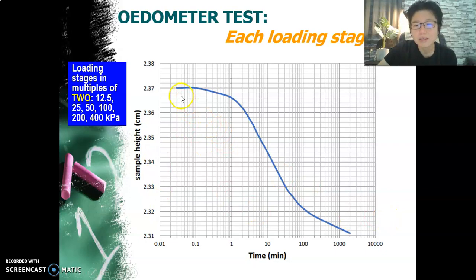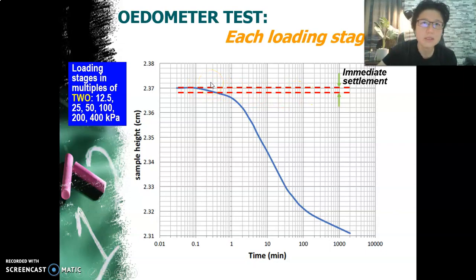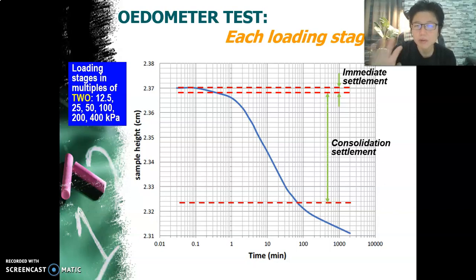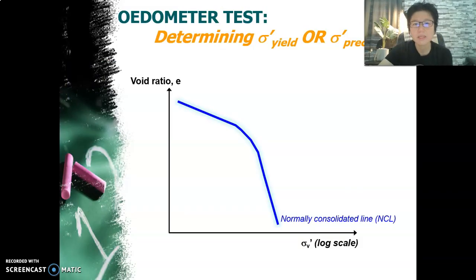There are 3 parts to this, as you can see. One is what we call the immediate settlement. Once you pop in the load, it will immediately get squashed down. The second part, that's the biggest part, is the consolidation settlement. And the last bit, the tail part of your curve, is secondary compression. So we will try to go through this part by part.